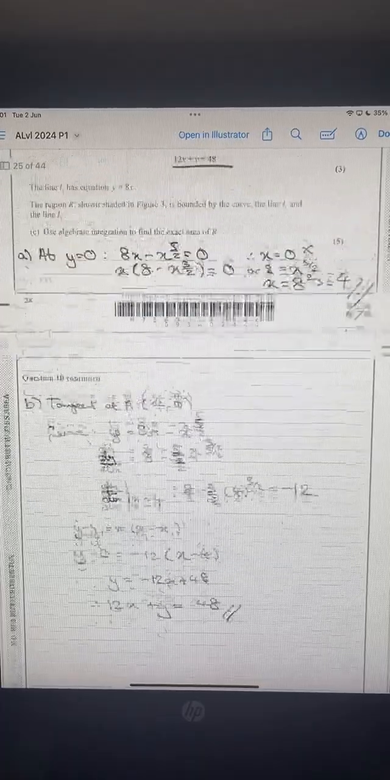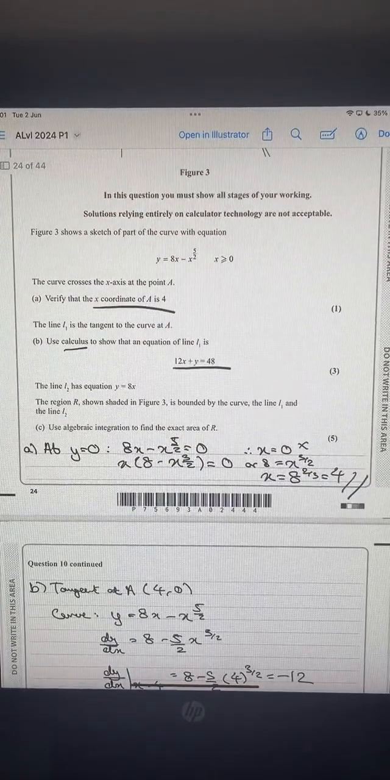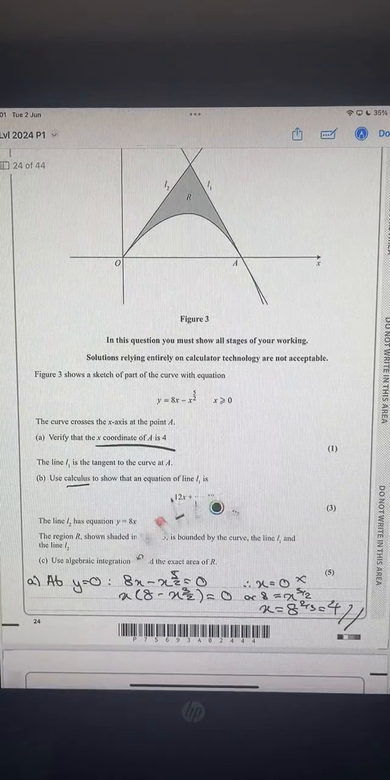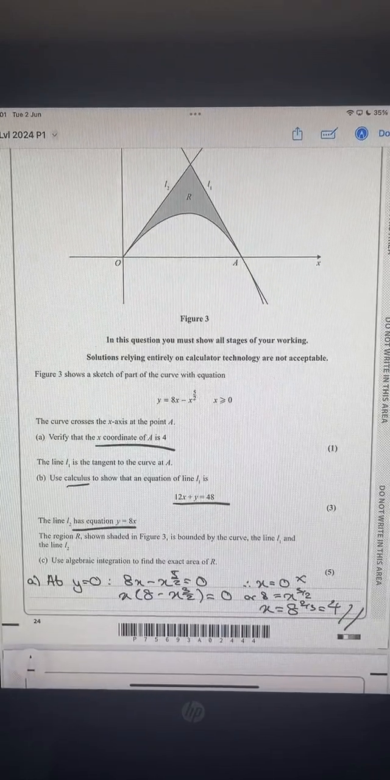That is the next part. That was a nice little 3 marks. So nice question so far. And the question gets even better. It's very predictable because L2 has the equation y equals 8x.